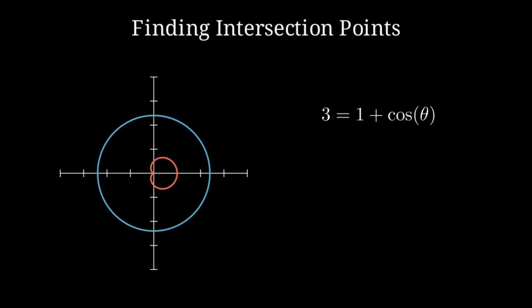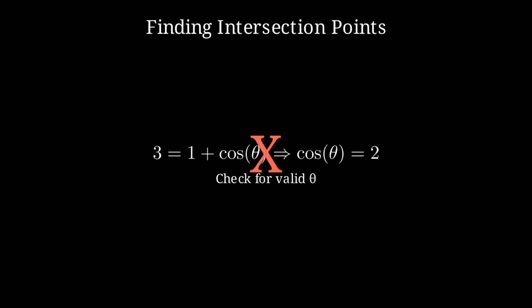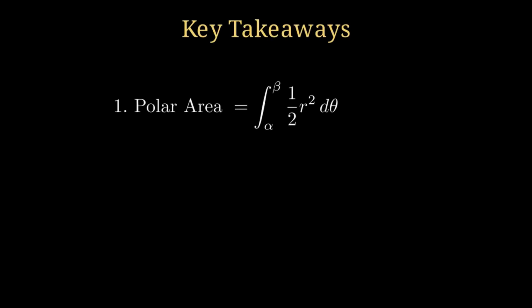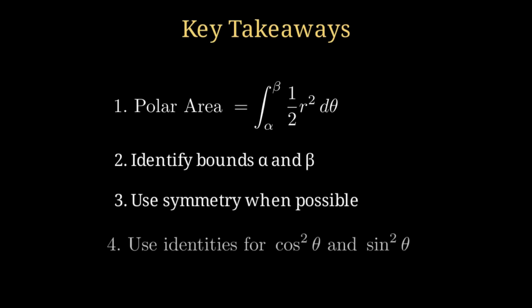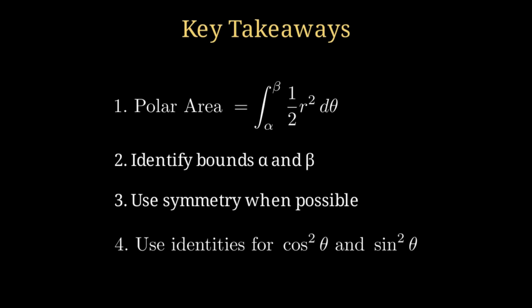Before integrating, you must find where the curves intersect to determine your limits. Set the two equations equal to each other and solve for theta. Always verify these points on the graph to ensure they make sense. To summarize, always start with the standard polar area formula. Identify your limits of integration by looking at the graph or solving for intersections, and remember to use trigonometric identities to simplify your integration steps.